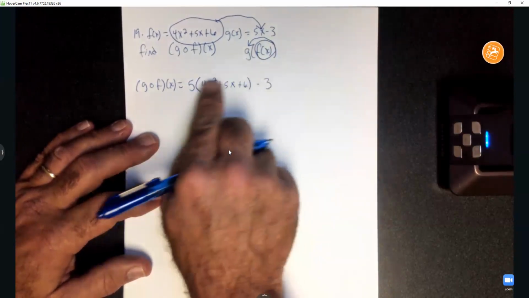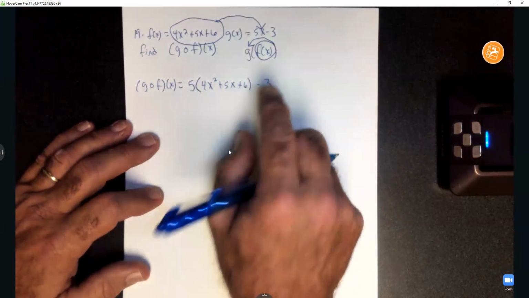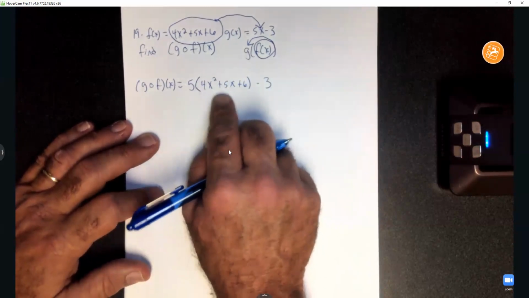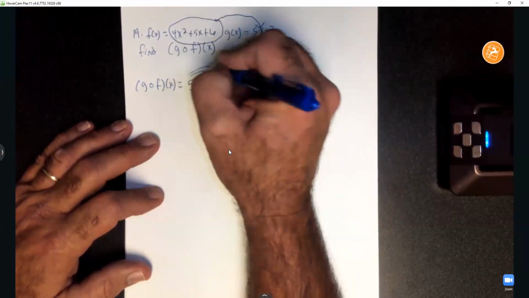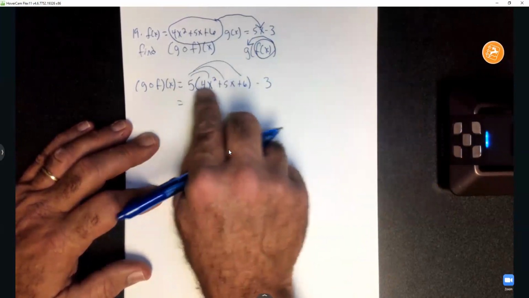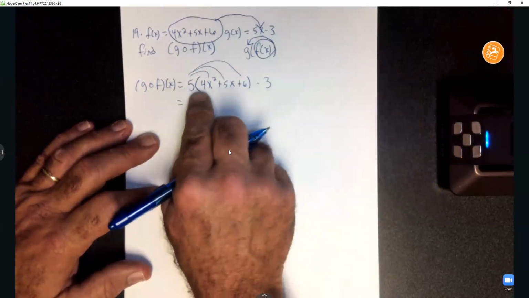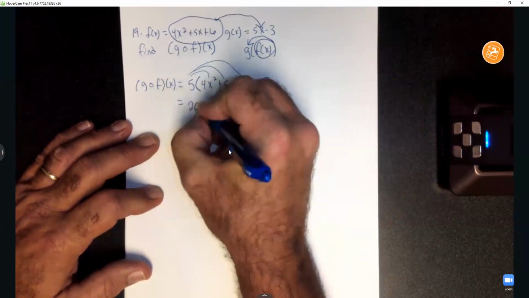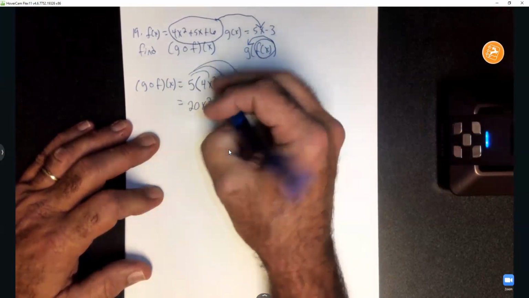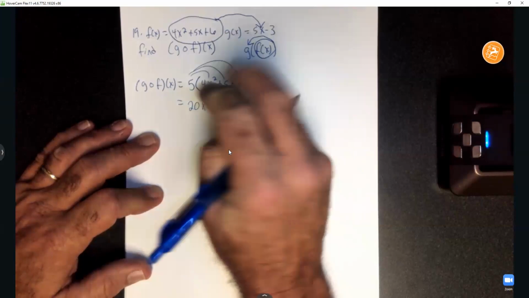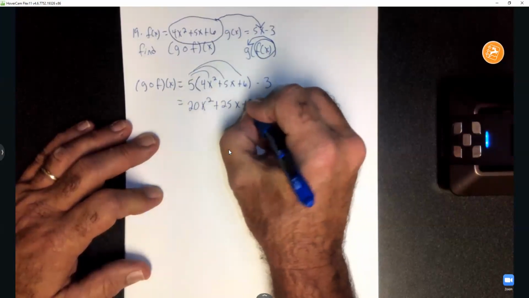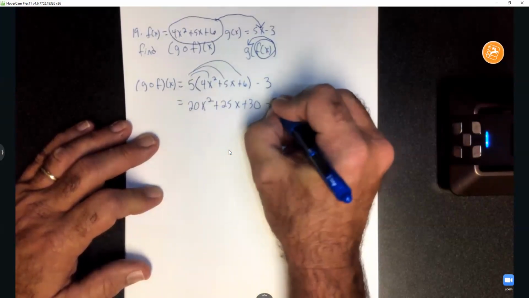So we still got a 5x minus 3, except our x is a little bigger now. So y'all, to do this one, you're going to distribute the 5 through the parentheses. So that's going to give you 20x squared. 5 times 5 gives me 25x. 5 times 6 gives me 30. And at the end is a minus 3.